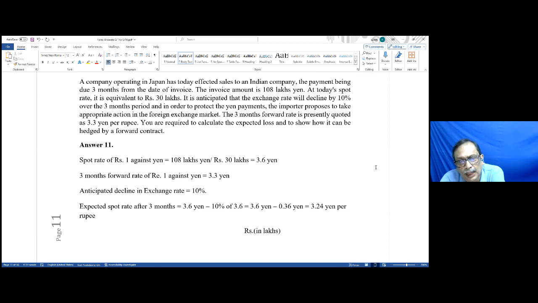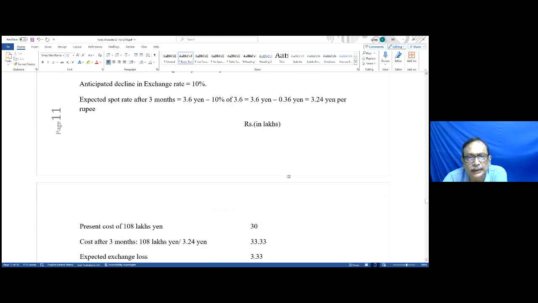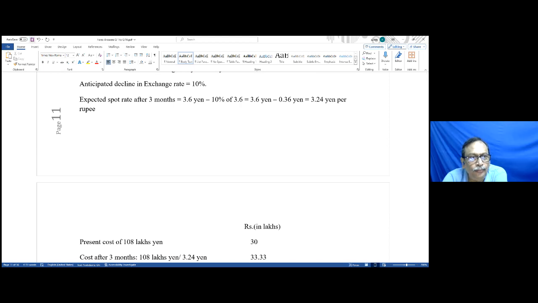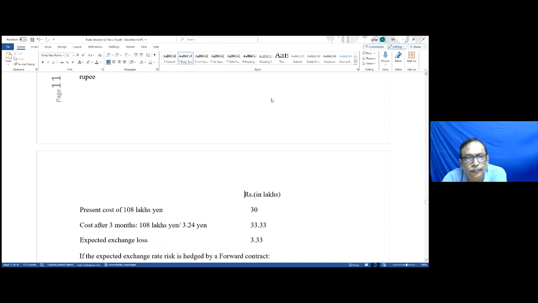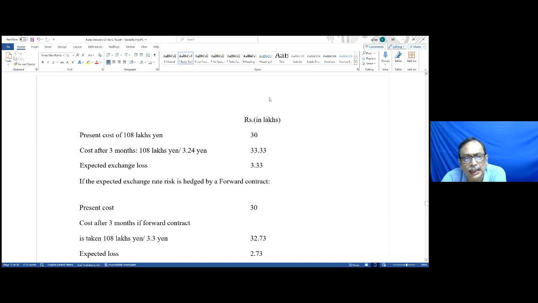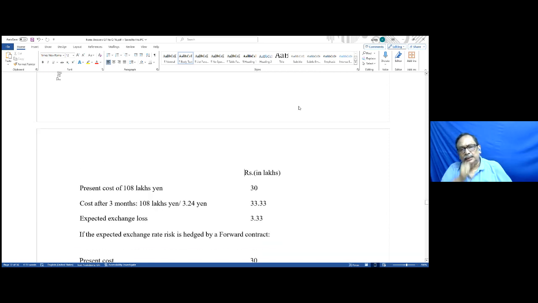So the expected spot rate after 3 months is 3.6 yen minus 10% of 3.6. It comes to 3.24 yen per rupee. After doing these calculations, it is better to write: present cost of rupees 1 lakh, 108 lakhs yen is 30 lakhs.